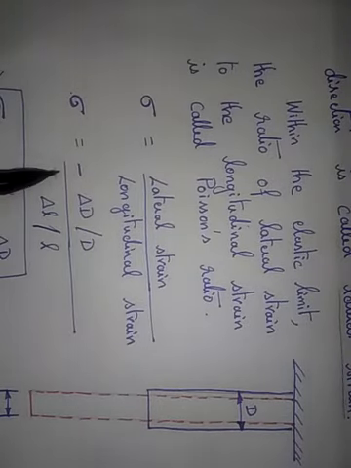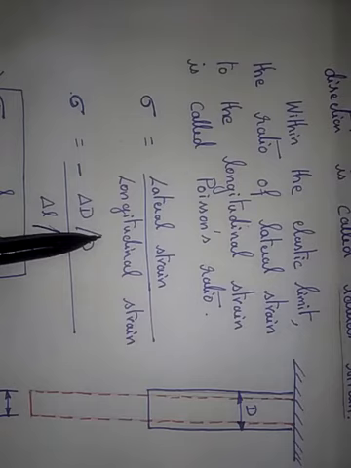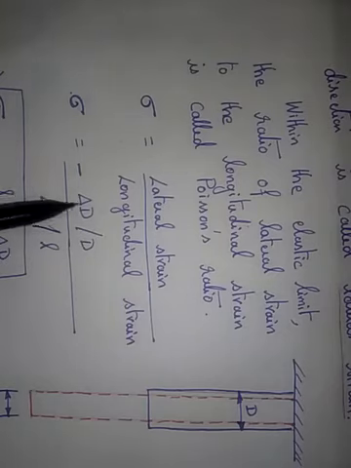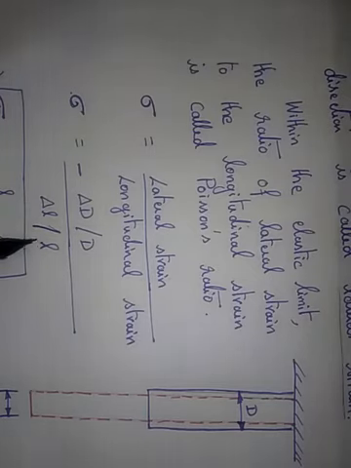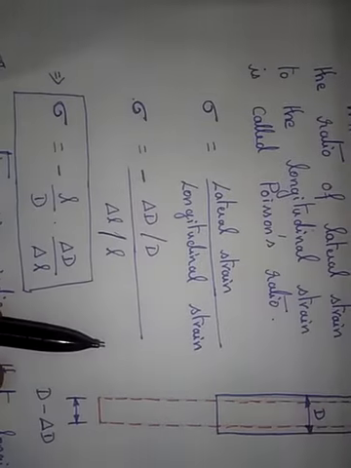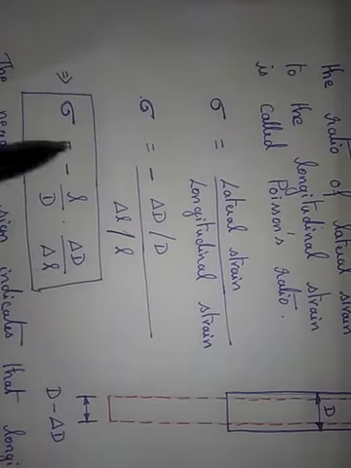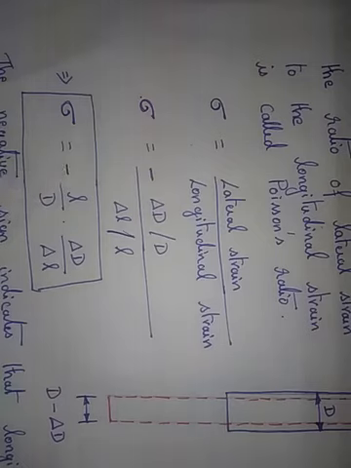So sigma is equal to minus del D divided by D. This is lateral strain. The whole thing divided by longitudinal strain, which is change in length to the original length. Here, change in diameter to the original diameter. So if we simplify and write, sigma is equal to minus L by D, that is original length and original diameter, multiplied by change in diameter divided by change in length.